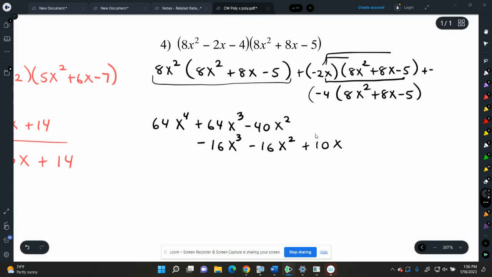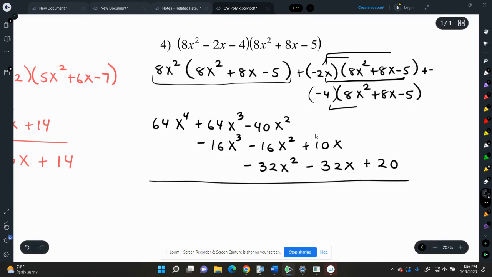Okay, and then the next one, negative 4 times 8x squared is negative 32x squared. Negative 4 times 8x is negative 32x. Negative 4 times negative 5 is positive 20.